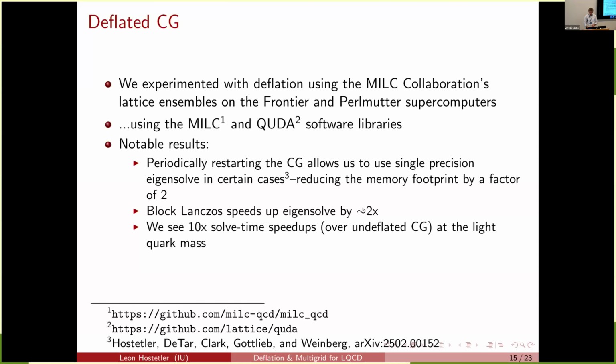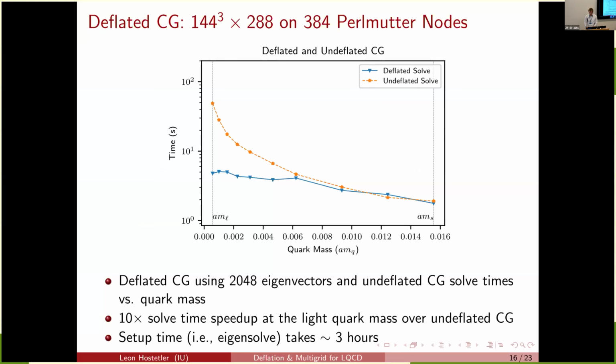We also got the block eigensolver working, which improves our eigensolve by a factor of 2. But in the end, the main number is that we were able to get a 10x solve time speed up using eigenvector deflation. And so this is just an illustration of that.